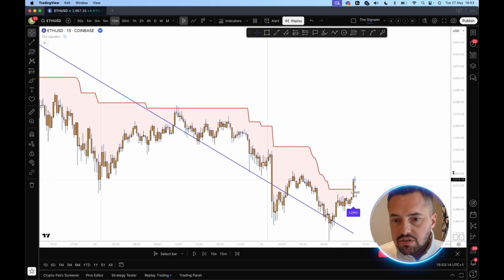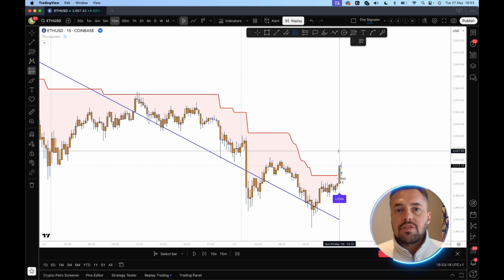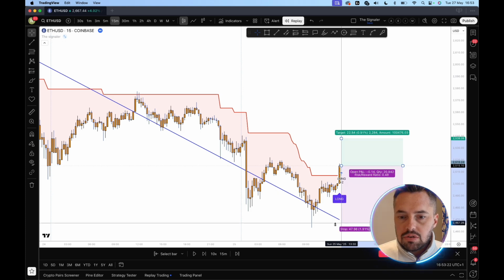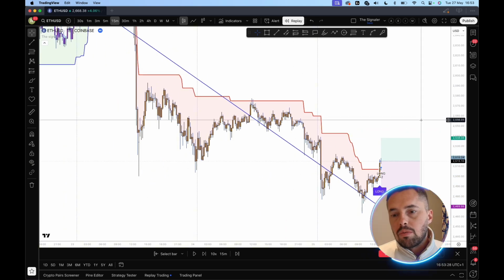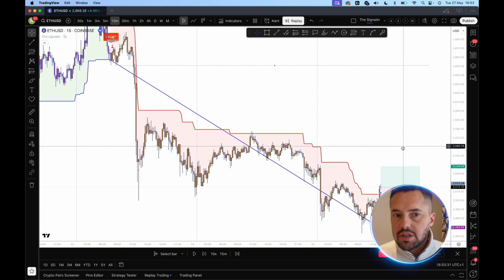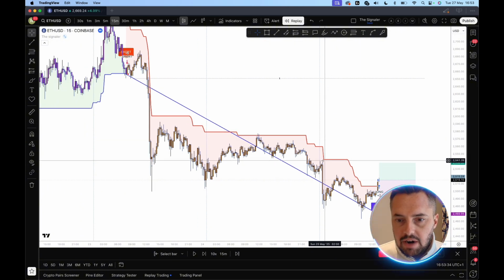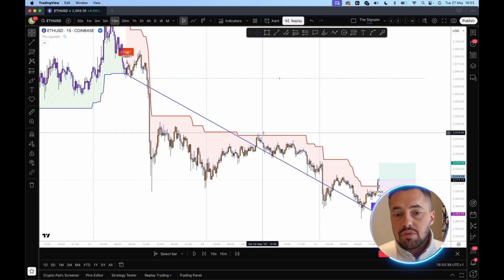You can see that there was a long signal given right here. So the way that this indicator works is you will enter on that long signal and you will put your stop loss behind the trend line. Your take profit is normally, you know, one-to-ones, liquidity pools and stuff like that. Normally I would have entered round here, I would have taken profit here, or I would have taken profit here.